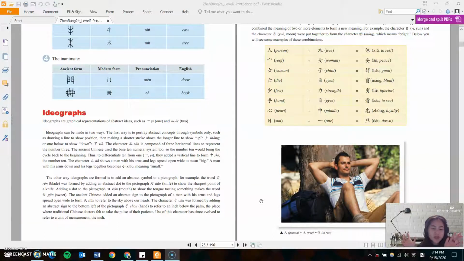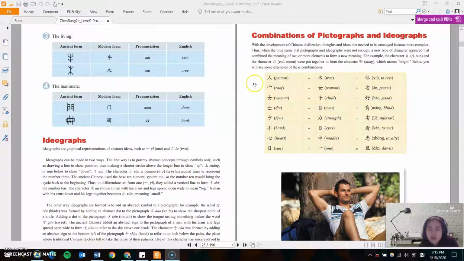The ancient Chinese added an abstract sign to the pictograph of a man with his arms and legs spread wide open to form 天, tian, to refer to the sky above our heads. The character 寸 was formed by adding an abstract sign to the bottom left of the pictograph 手 to refer to an inch below the palm, the place where traditional Chinese doctors felt to take the pulse of their patients. Use of this character has since evolved to refer to a unit of measurement, the inch.